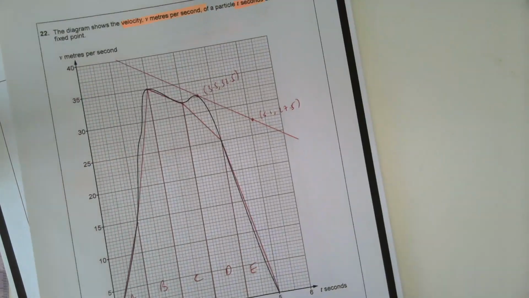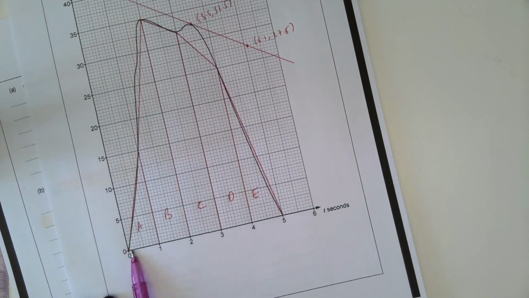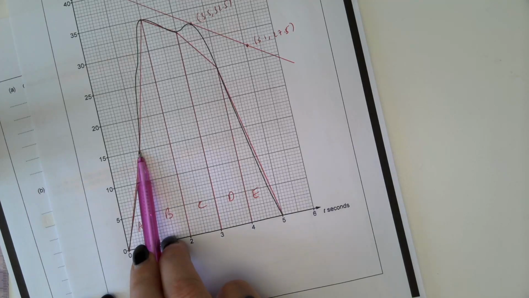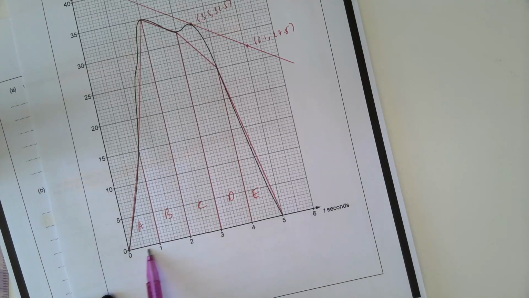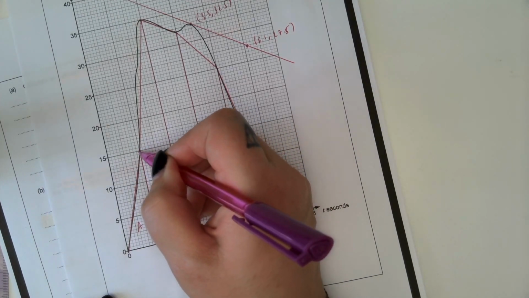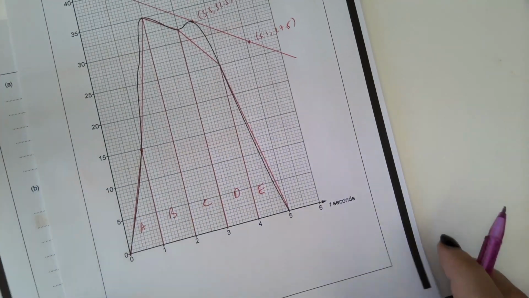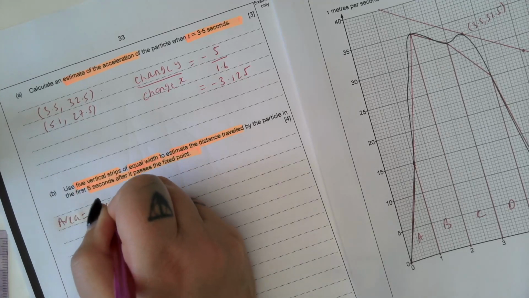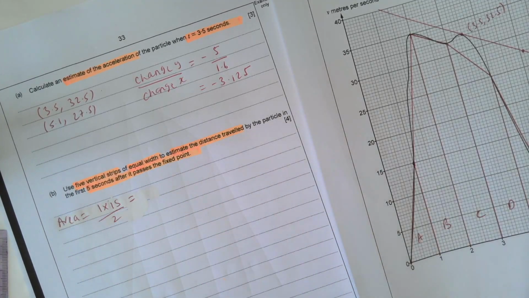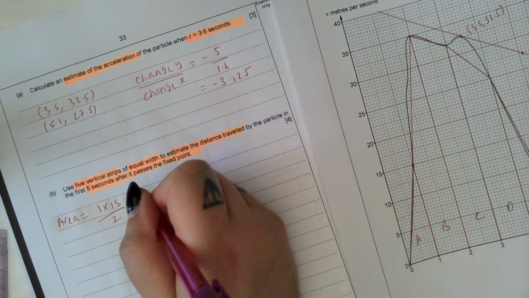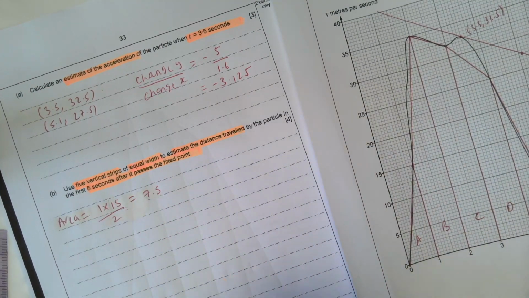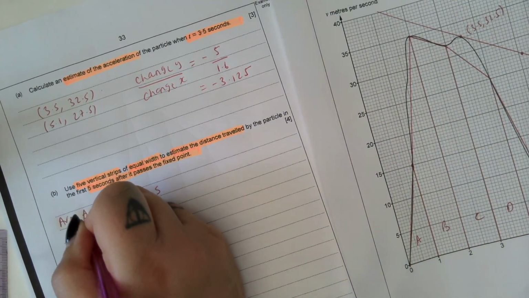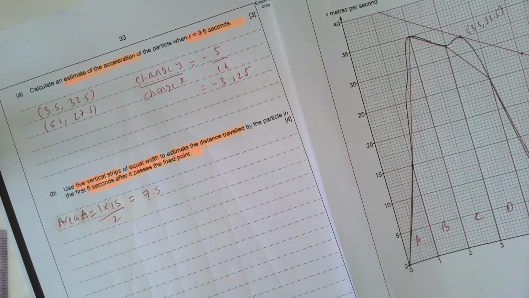Okay, so we're going to start by finding the area of A. A is a triangle, so we're going to do the base multiplied by the height and then we're going to half it. So the base is 1. The height goes all the way up to 15. So the area of A is the base times the height divided by 2, so 1 times 15 divided by 2, which is 7.5. So that's A.